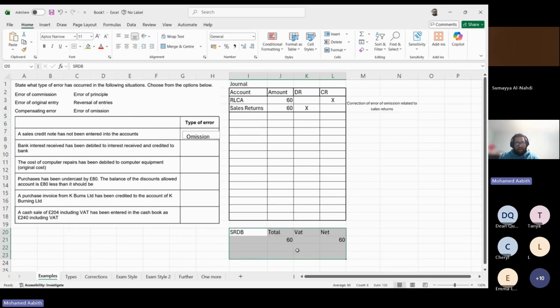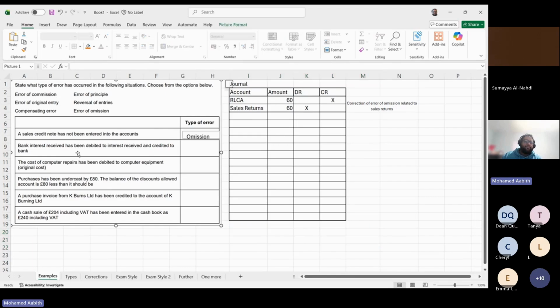All borders, no borders. Okay. So here the next error is the bank interest received has been debited to interest received and credited to bank. So what should have happened? In this scenario, you have to remember, when you receive interest, the money is coming into the bank, and bank interest is itself an income. So therefore, credit into the interest received account and debit into the bank account. That should have been happening.